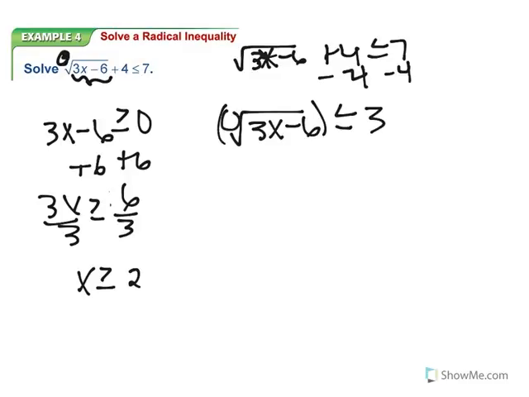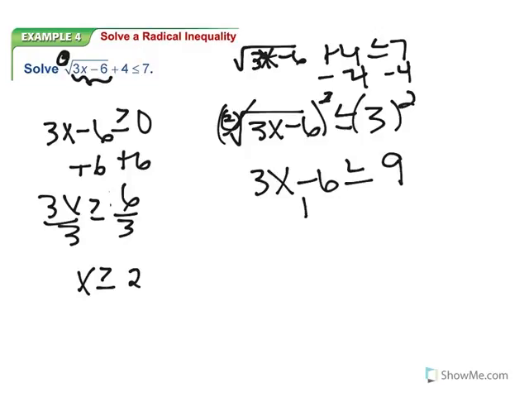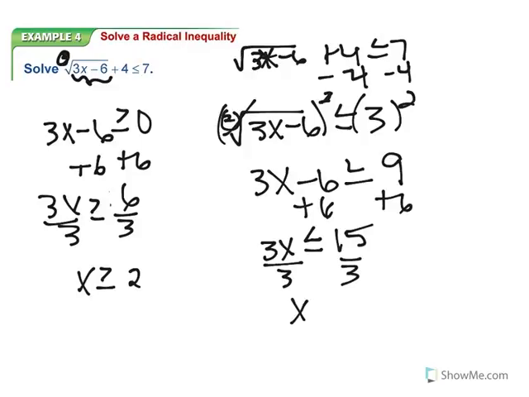Now we have to raise both sides to the power of our index, which is 2 here. So we're going to square both sides. Our square and our square root cancel. So we're just going to have 3x minus 6 is less than or equal to 9, because 3 squared is 9. Now we're going to add 6 to both sides. 3x is less than or equal to 15. And now we're going to divide both sides by 3, and we're going to get x is less than or equal to 5.